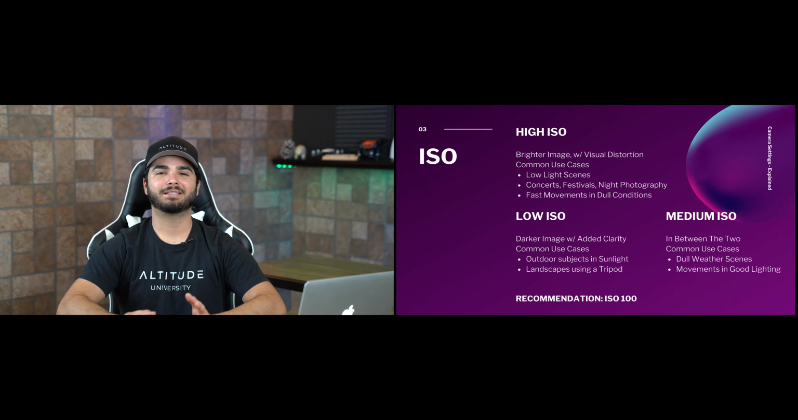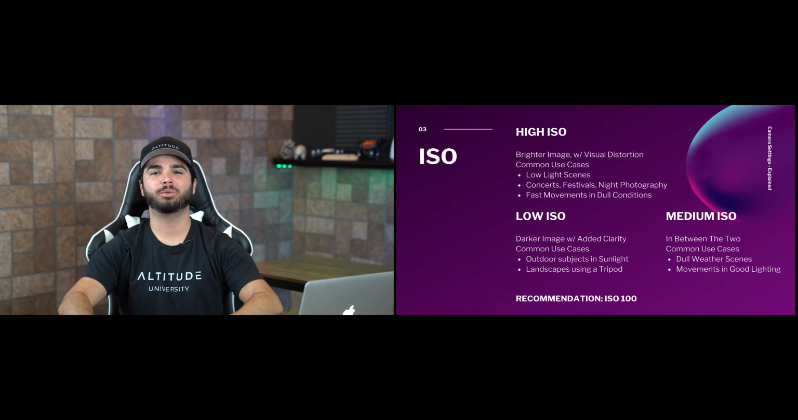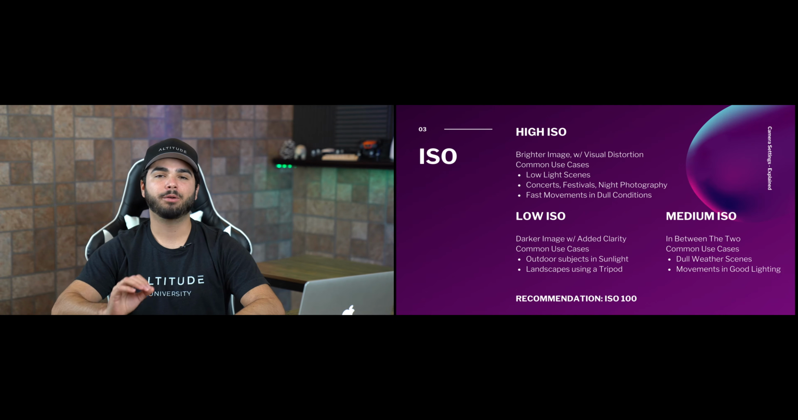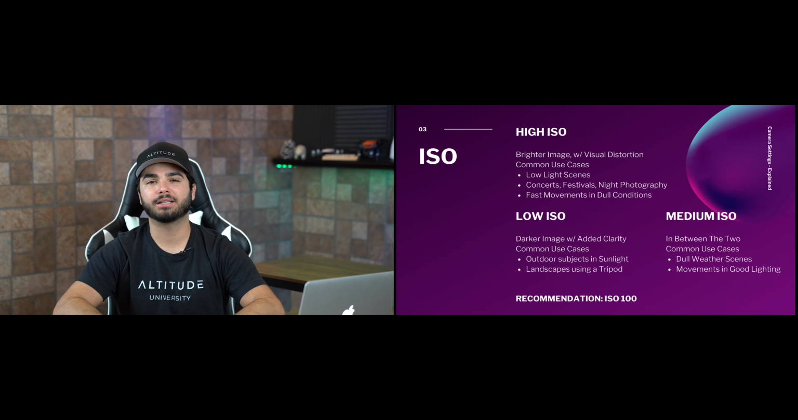And as you can probably guess, middle ISO is going to be halfway between the two and would be used for dull weather scenes, capturing movement in good lighting conditions, or a handheld candid shot. My recommendation, if possible, keep your ISO around 100 to keep the noise to a minimum.